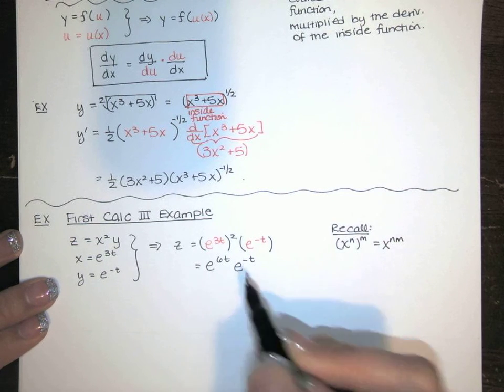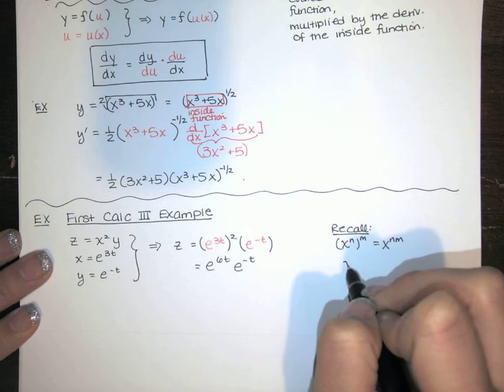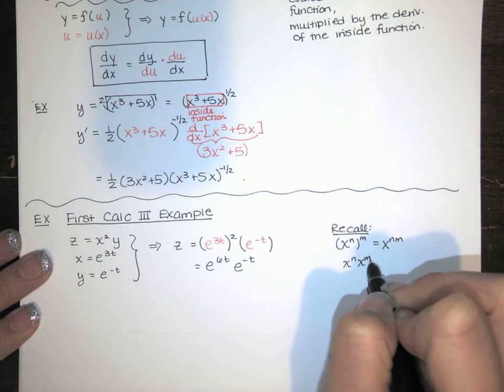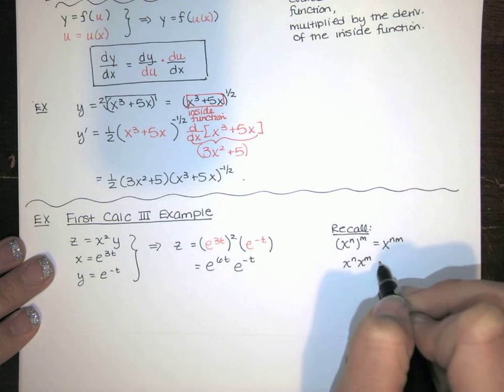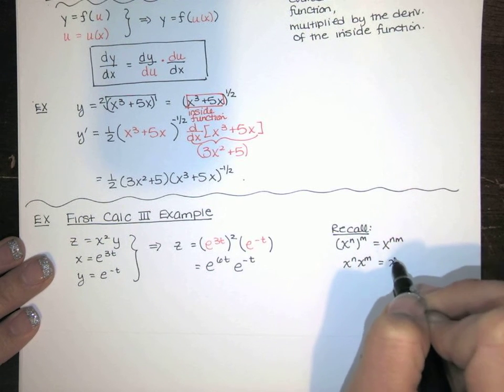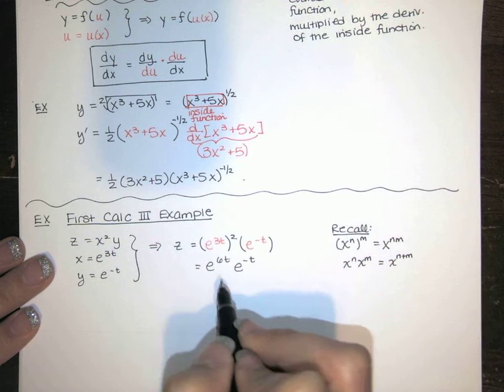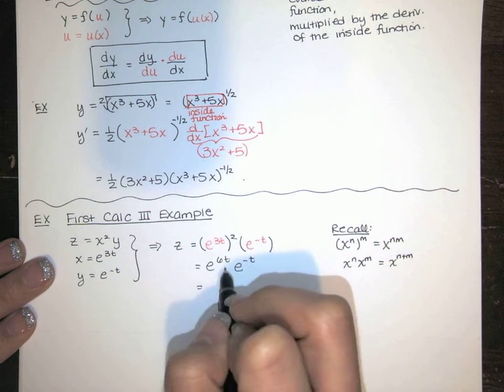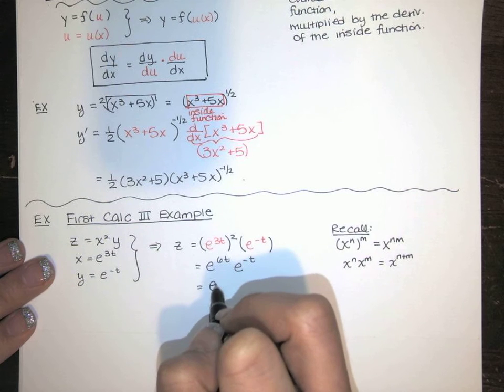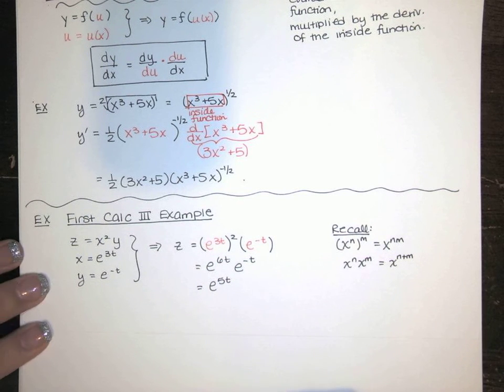And here I've got two exponentials that are multiplying each other. Remember, if you take x to some power times x to a different power, the bases are the same, so you just add the exponents. The same is true here. The bases are the same, we add the exponents. 6t plus negative t is 5t. So z is e to the 5t.